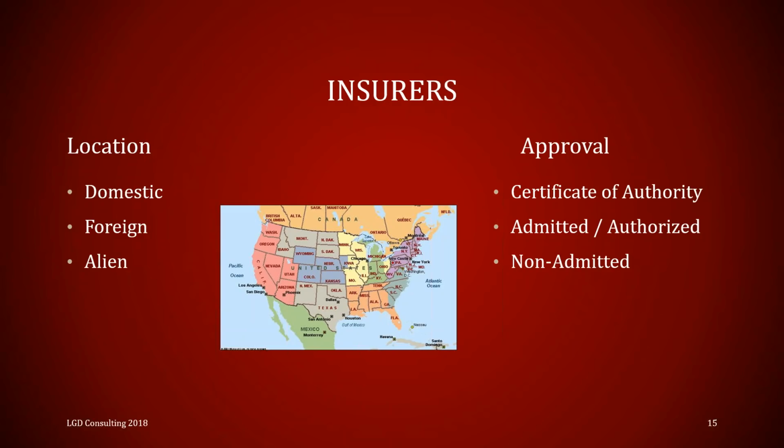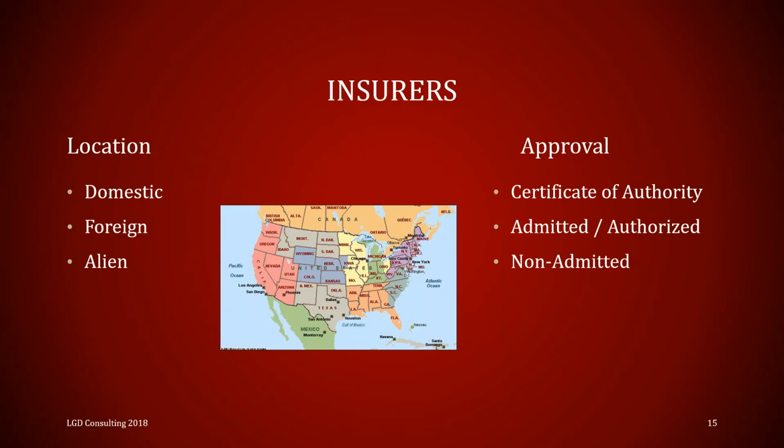If your insurance company originated outside the state of California, let's say Rhode Island, well, to me, you would be a foreign insurer. And if your insurance company originated or organized outside the jurisdiction of the United States, that would be an alien insurer. So domestic is within your state, foreign is outside of your state, and alien is outside the country.